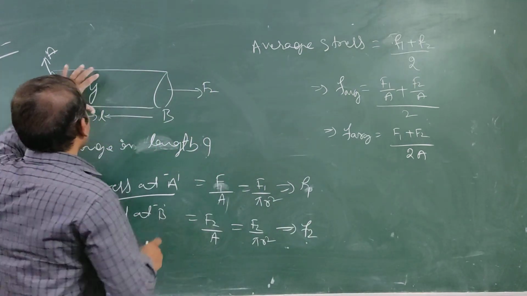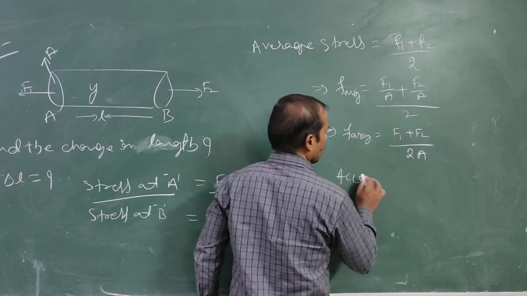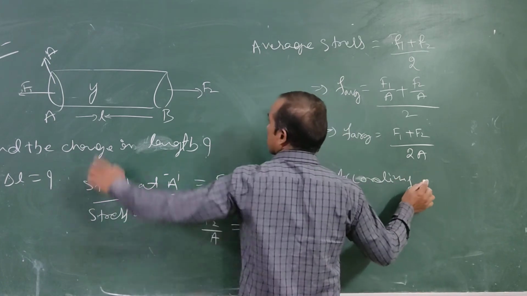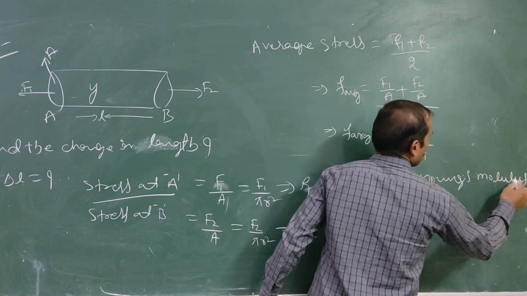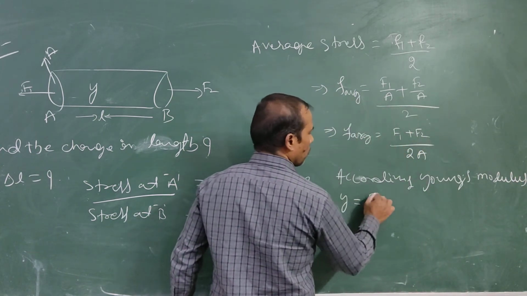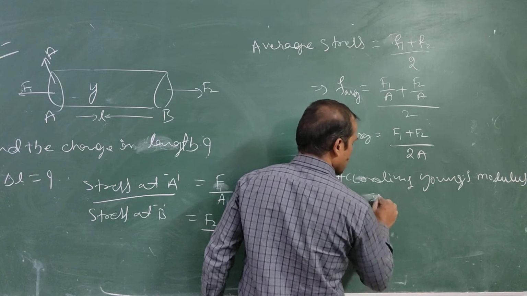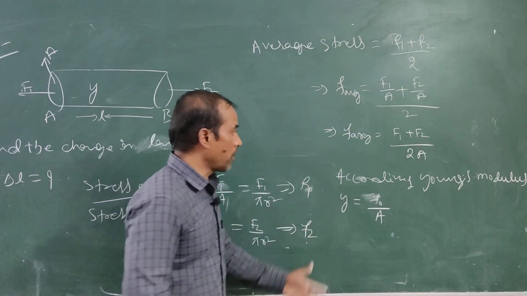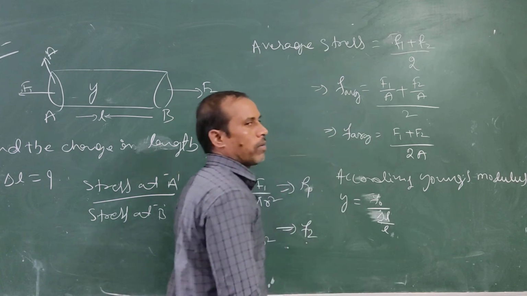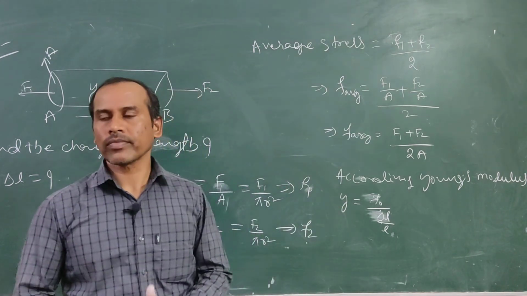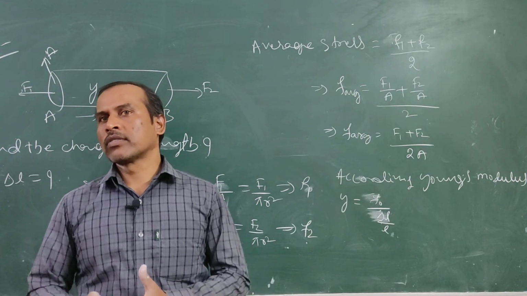Now the Young's modulus of the given rod. According to the formula, Young's modulus Y is equal to stress by strain, that is stress by delta L by L. The Young's modulus is defined as the ratio between longitudinal stress and longitudinal strain. This is called Young's modulus.